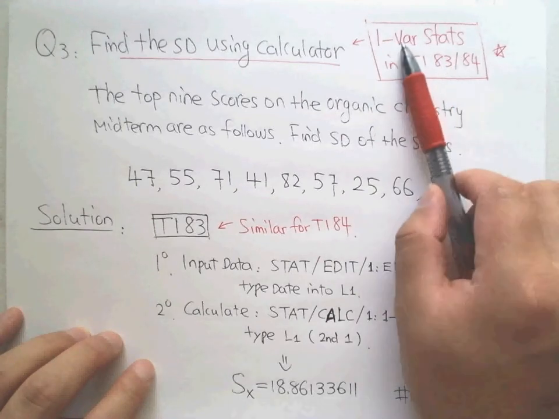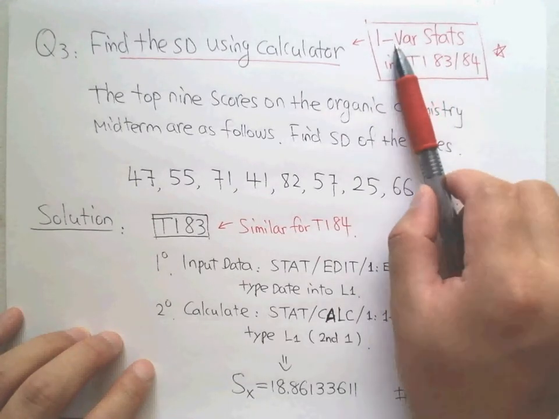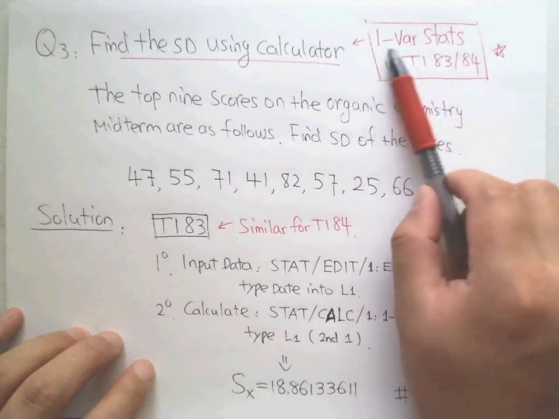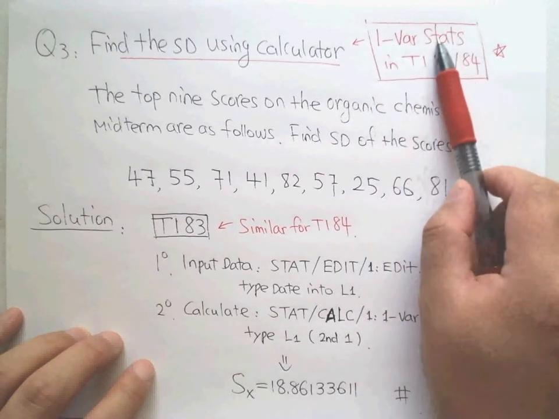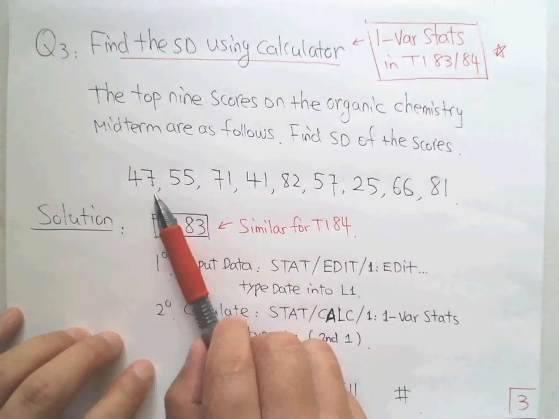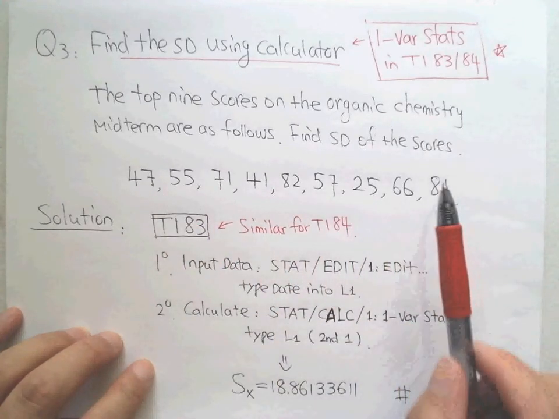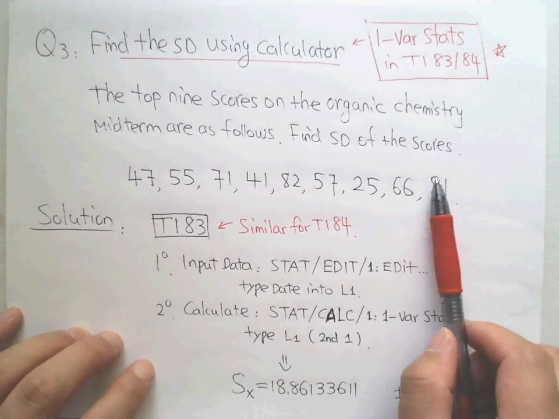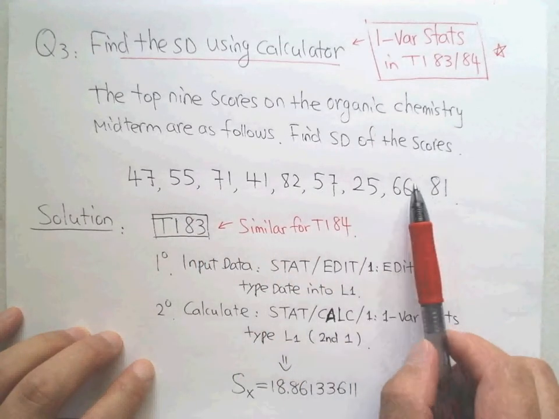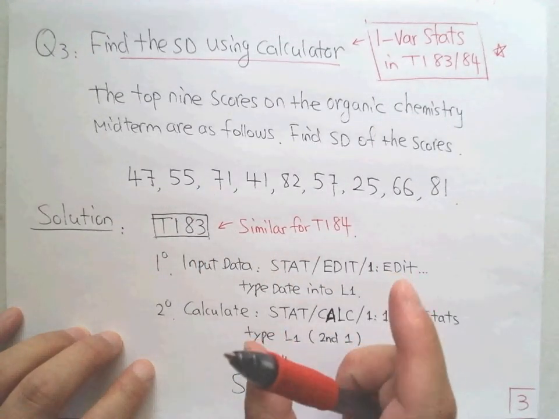So with either the Texas Instrument 83 or 84, you have the same function. The name is one variable statistics, one variable stats. I'm going to use that. Keep in mind, this is the data. We have 9 data points shown here. How to find the standard deviation? If this is the score, how to find the standard deviation of the scores?